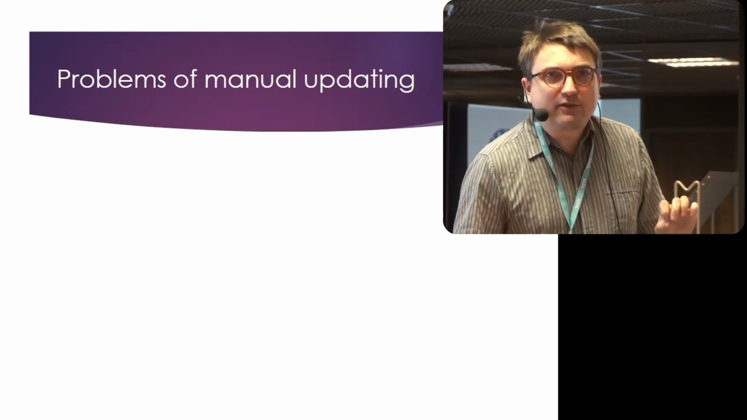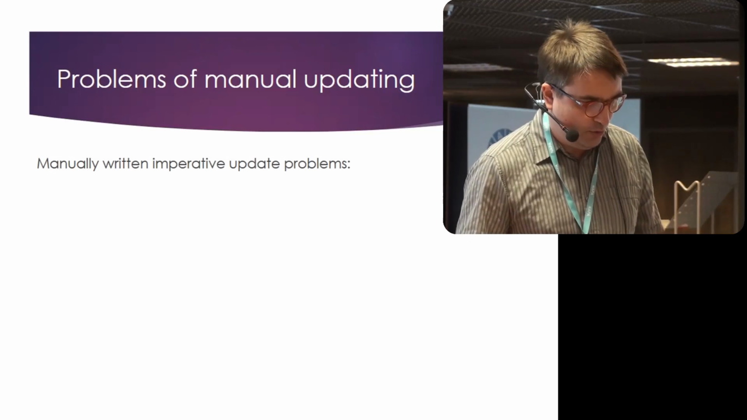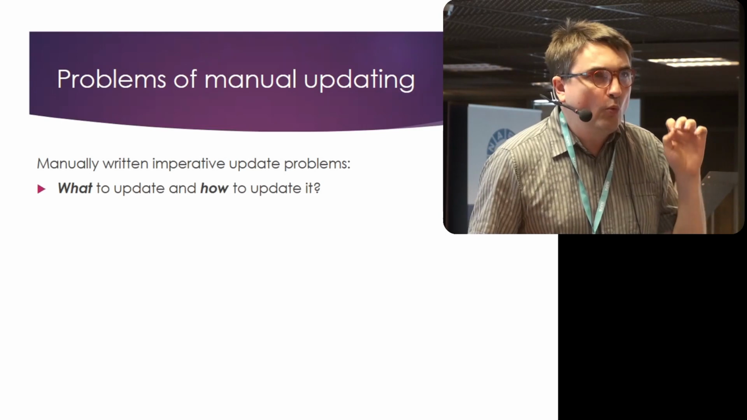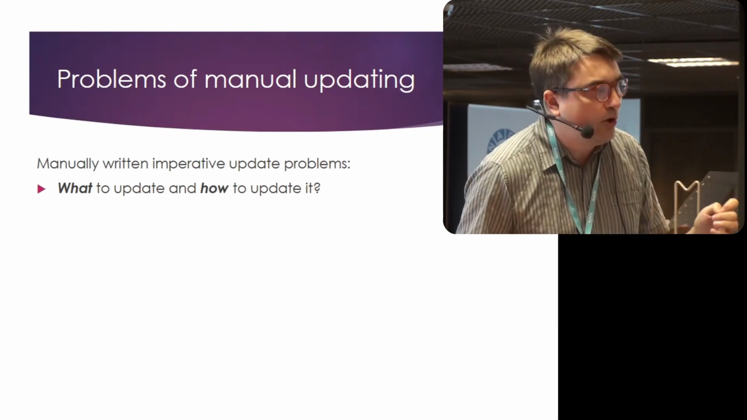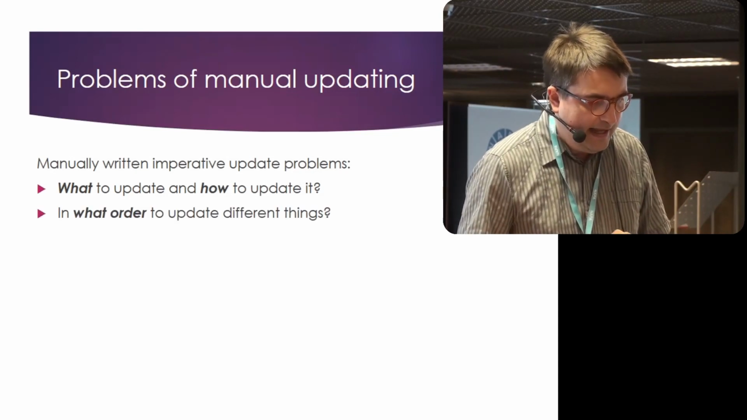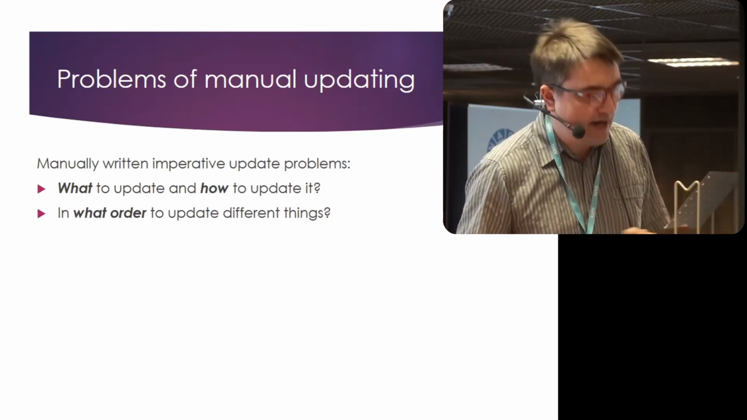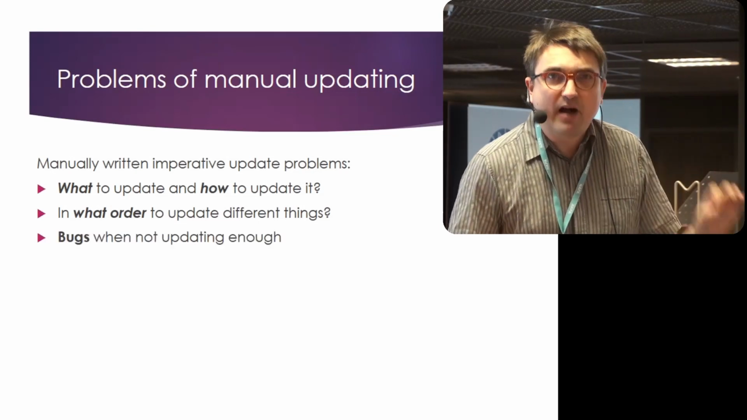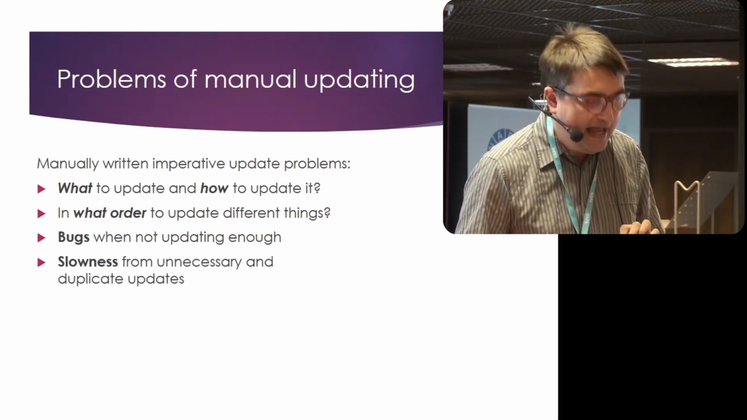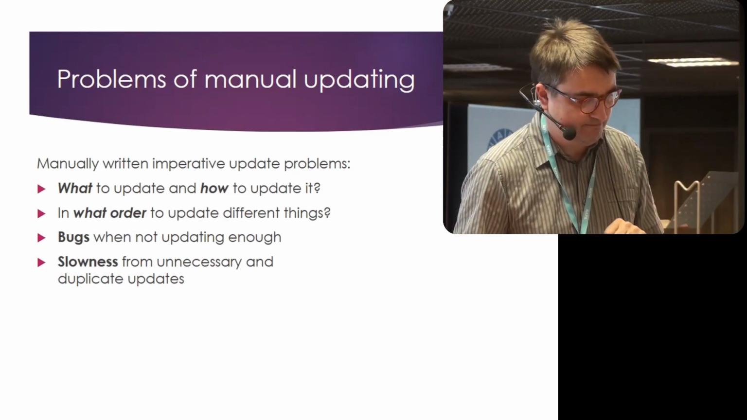So the problems that we get when we are trying to manually update the GUI or manually update items with our code are many. So often the program doesn't know what should be actually updated and how to update it, which methods we should call to make those updates. In what order should we update those things? Sometimes it's very crucial that we do it in the right order. We get many bugs when we don't do all the necessary updates and something is out of date. And we get slowness when we do too many updates and duplicate updates.